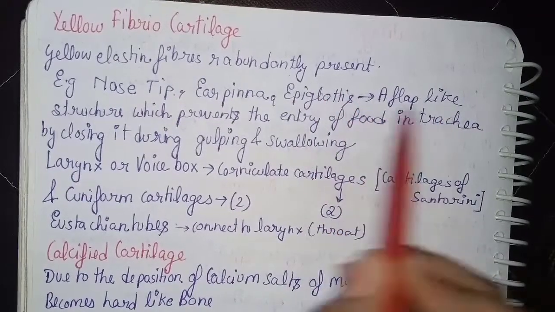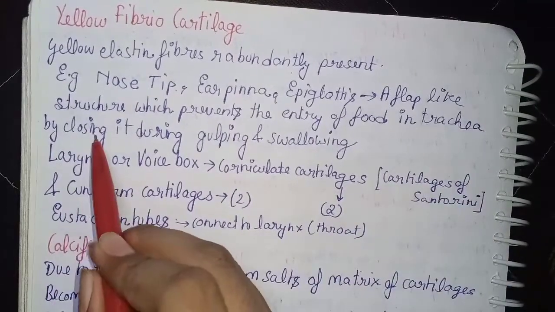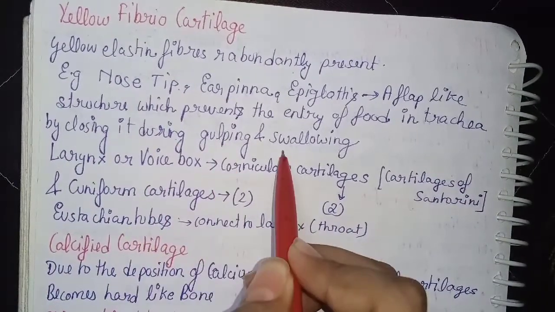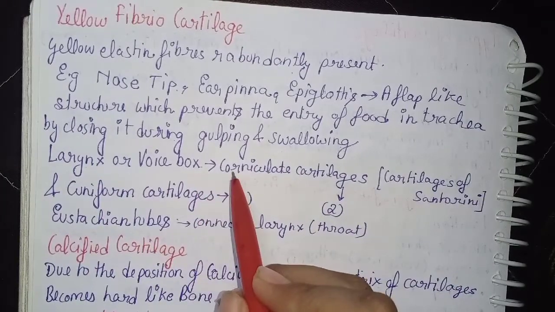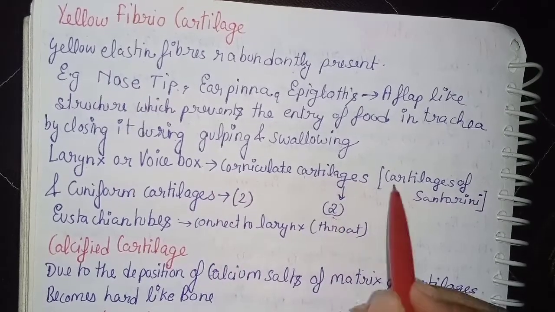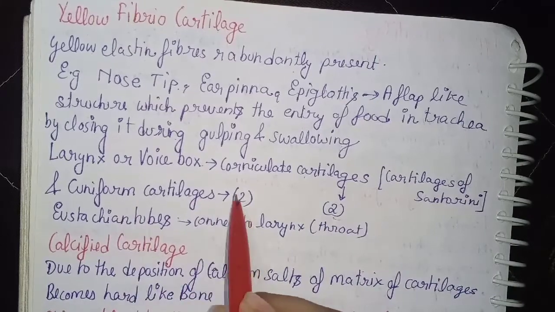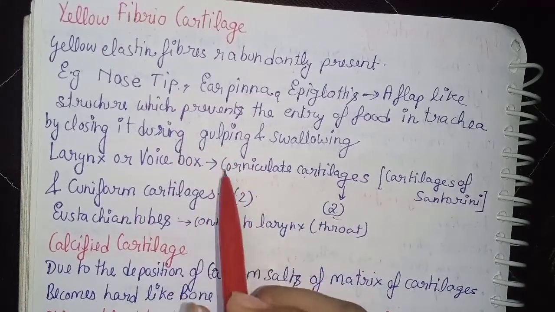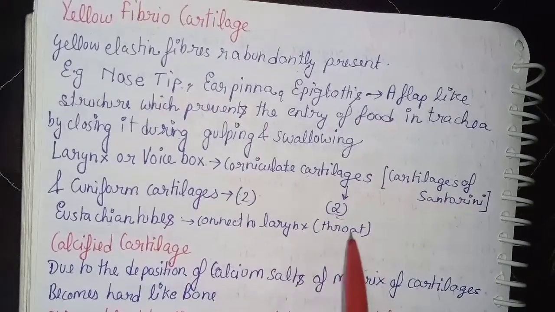The epiglottis is basically a flap-like structure which prevents the entry of food into the trachea by closing it during gulping and swallowing. In the larynx or voice box, there are the corniculate cartilages, also called cartilage of Santorini, which are 2 in number, and the cuneiform cartilages, also 2 in number. These are also examples of yellow fibrocartilage. And the eustachian tube, which connects to the throat.